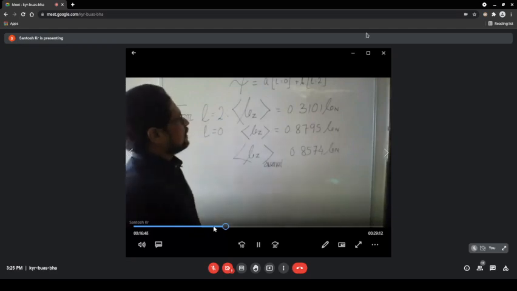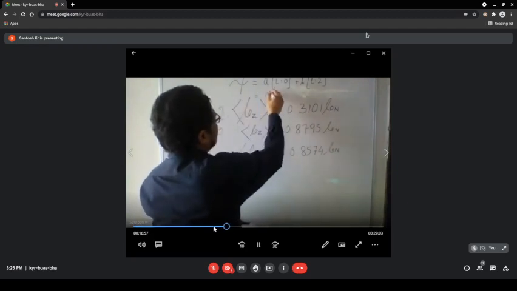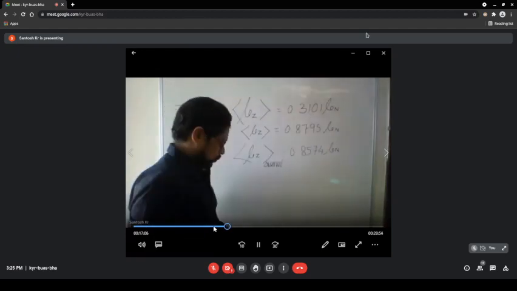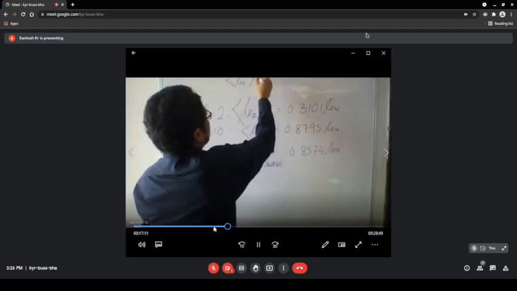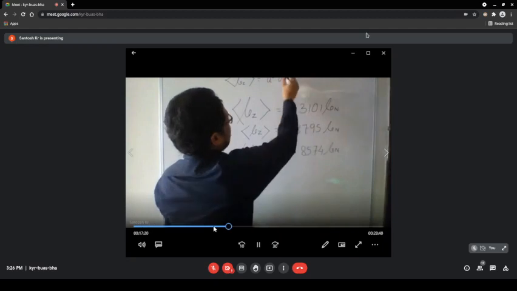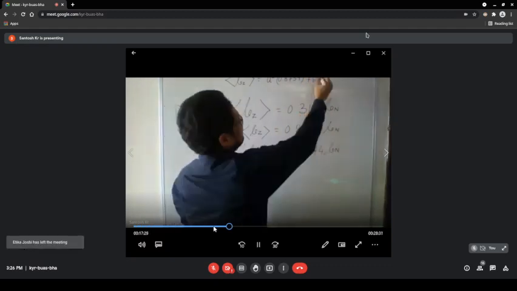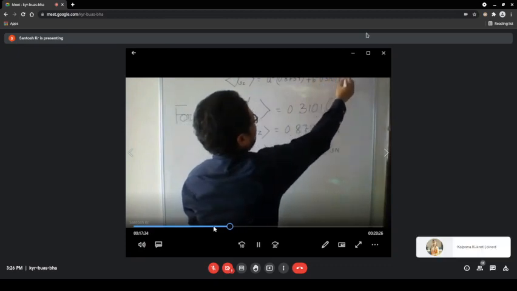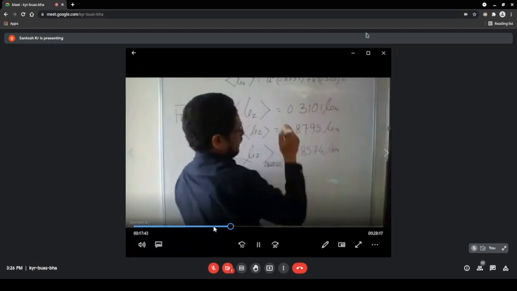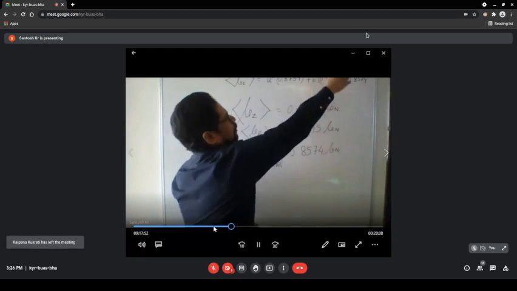And there will be a condition, that I can write this is equal to A square times this value 0.8795 plus B square times this 0.3101 nuclear magneton. Nuclear magneton I'm writing, you will take it common, and this value should be this experimental value 0.857 nuclear magneton. All are gone.